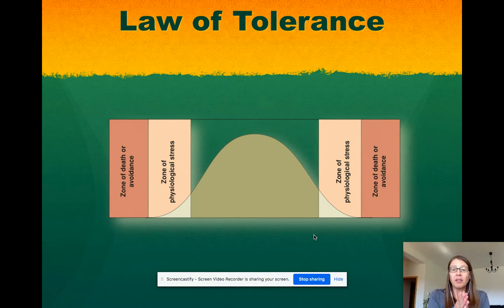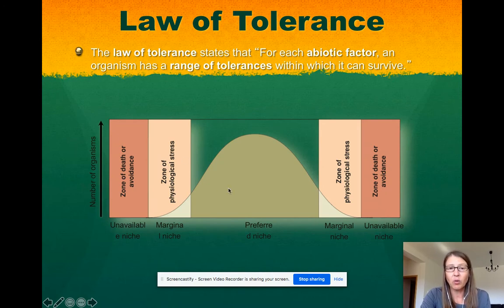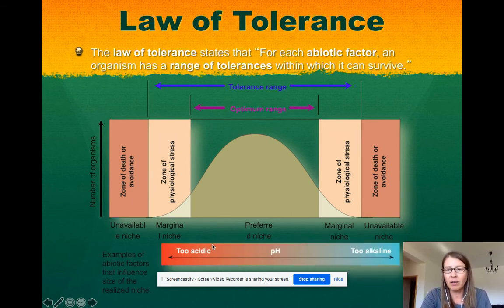Okay. This is a graph that I'd like you to get to know. This is a graph showing the law of tolerance. And essentially on the y-axis, you've got the number of organisms. So the higher up here, the more organisms there are. And on the x-axis, you're going to have some sort of environmental gradient. This is essentially showing the tolerance range then. So if you've got the environmental gradient, let's say it's a pH, right, for a plant. Maybe this is showing a pH of 6.